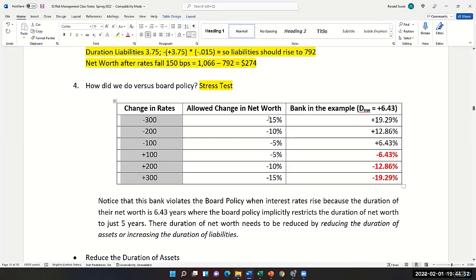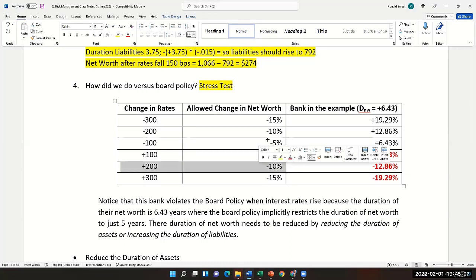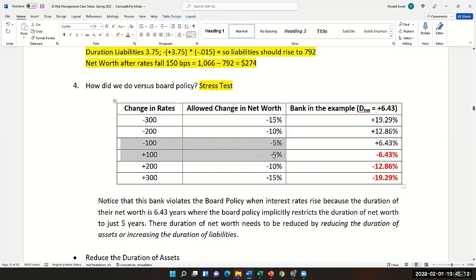The board says if we have an extreme event where rates fall 300 basis points or rise 300 basis points, you're not allowed to be exposed to greater than a 15% loss in your net worth. If interest rates were to fall 200 or rise 200 basis points, the most you can lose is 10%. And if interest rates were to rise or fall 100 basis points, the most you can lose is 5%. But here, if you run our 6.43, so you do minus 6.43 times 0.03, if rates fall, we make a positive 19%, but if rates rise 300 basis points, we'd lose 19%. We're actually violating the policy.